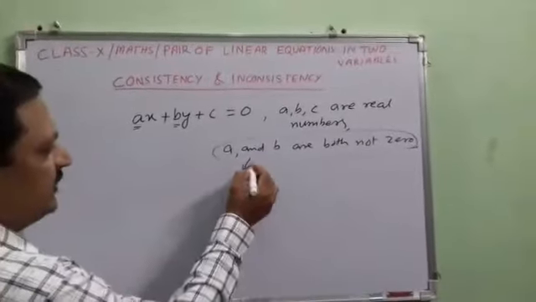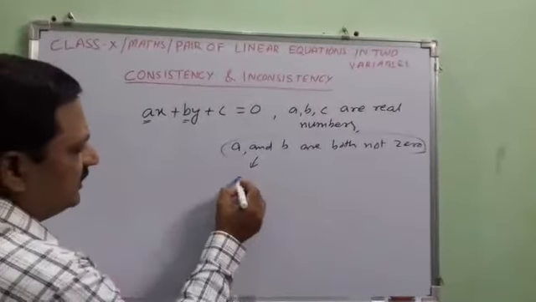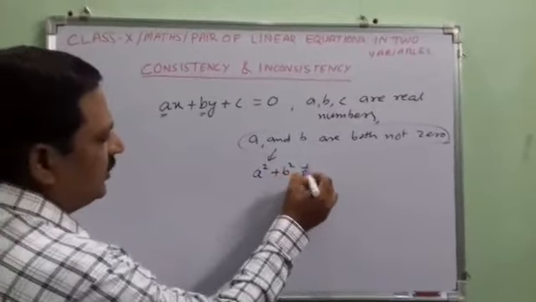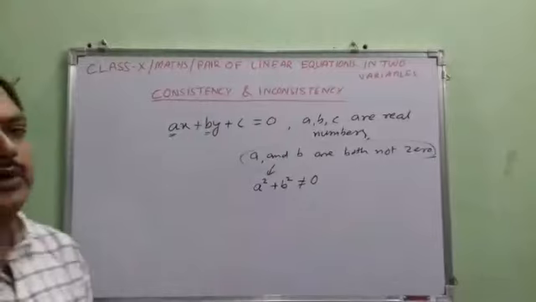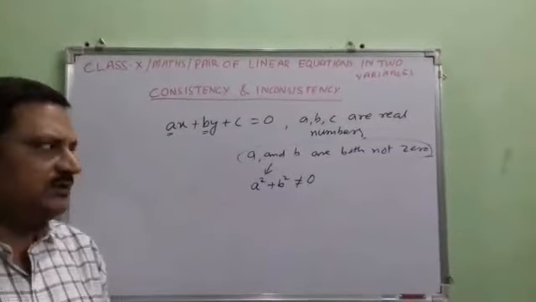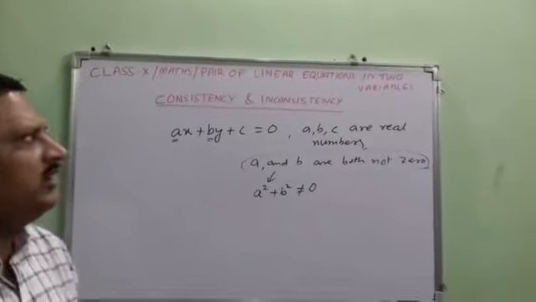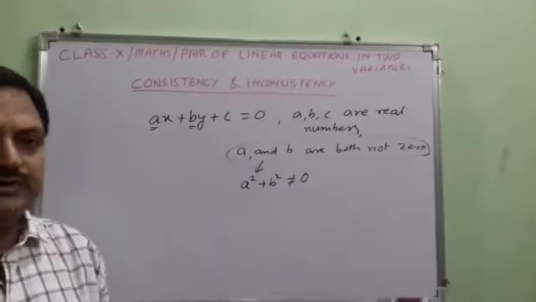And how to express this one? We can also express this one as a square plus b square is not 0. We can write it like this also. Okay, this is the form of a linear equation. And this year we shall learn about a pair of linear equation.